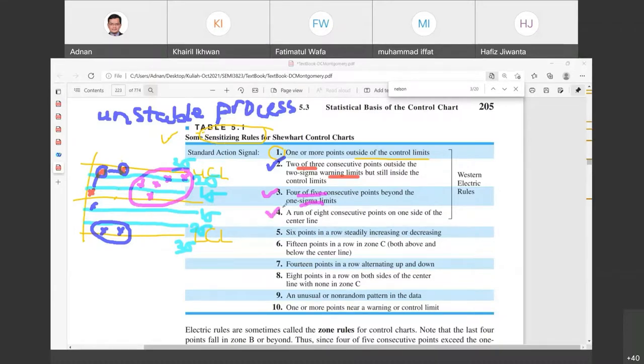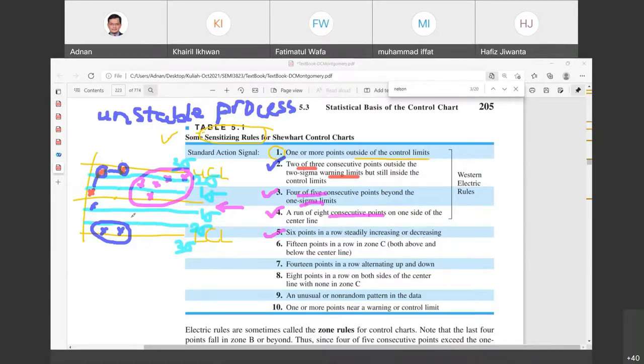Rule number four, a run of 8 consecutive points on one side of the center. This is the center. If 8 points are one-sided, it is also considered unstable, whether on the upper side or the lower side. And 6 points in a row steadily increasing or decreasing.